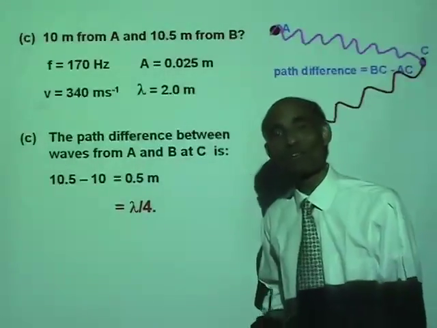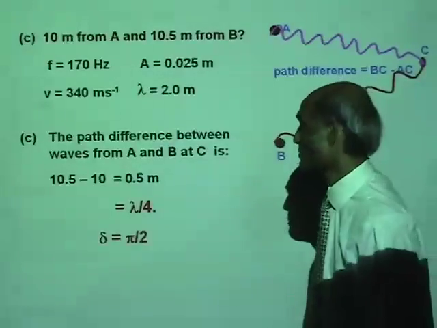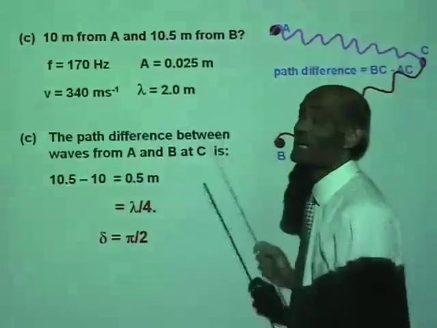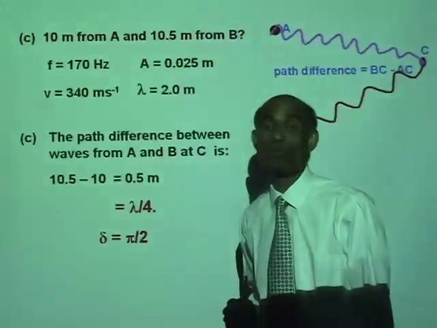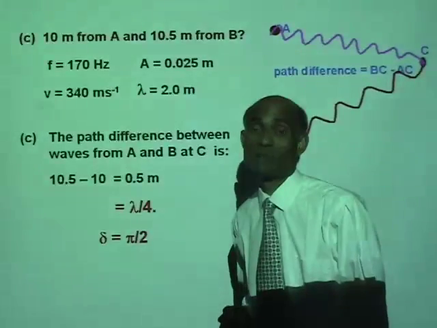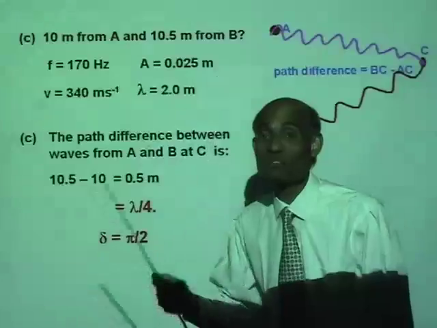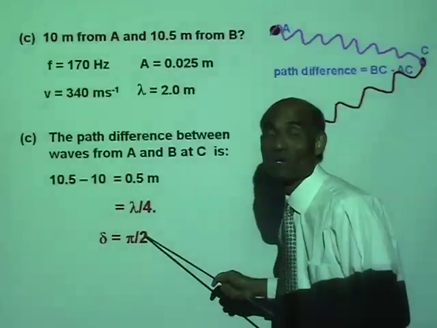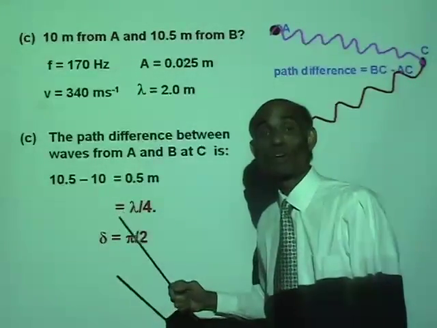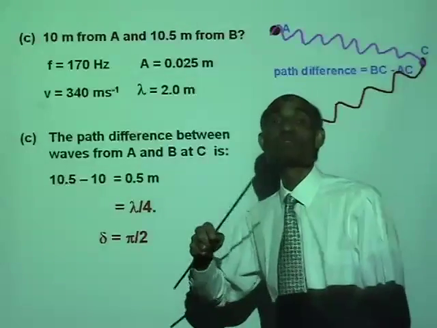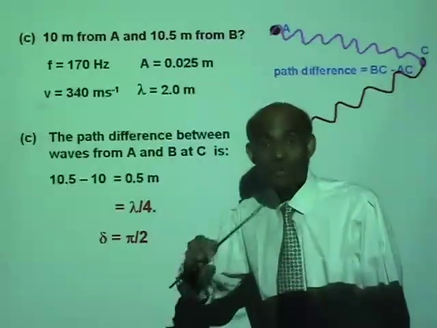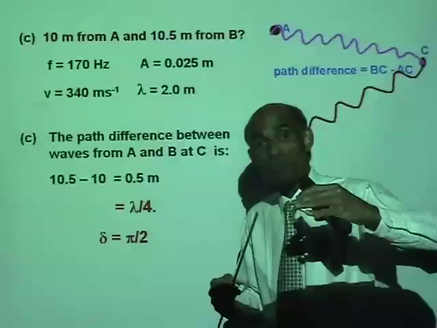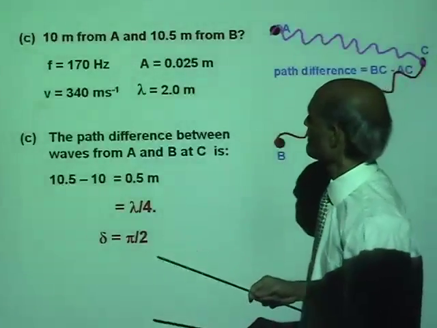Now, what is the corresponding phase difference? The corresponding phase difference is pi by 2. Therefore, the amplitude when they meet at that point will be 2a cos delta by 2, right? 2a cos delta by 2. Delta is pi by 2, and delta by 2 will be pi by 4. So the resultant amplitude will be 2a cos pi by 4. You can work it out on your own. There will be some sound there. It will not be a maximum. It will not be a minimum. It will be somewhere in between.